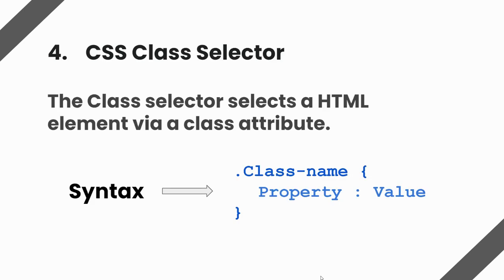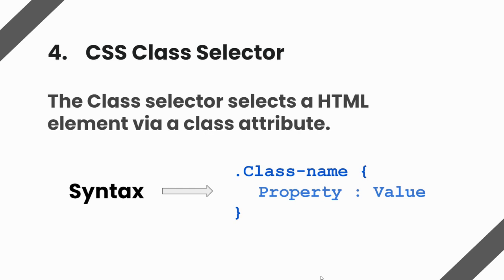So next we have the CSS Class Selector. The CSS Class Selector selects an HTML element via a class attribute. As we saw in the previous slide, which is the ID attribute, the ID attributes and the class attributes both work the same way. The only difference is that the ID attribute is meant to be unique, which means it cannot be repeated in another element once it has been declared in one element. But the class attribute can actually be repeated in as many elements as you want.